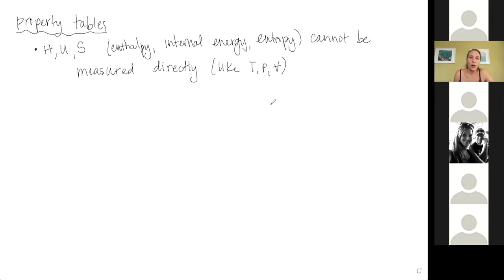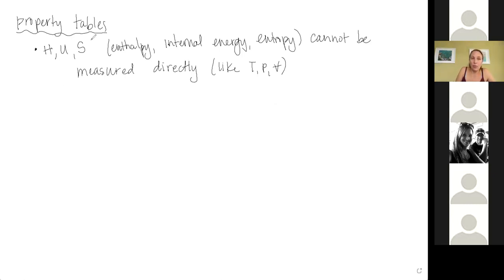Okay, so if you want to know the temperature of a system, you can just measure the temperature, you can measure the pressure. But things like enthalpy, internal energy, and entropy, you can't directly measure them. We need to use these property tables where we have scientifically somewhat measured them, created graphs, figured out values empirically over hundreds of years. And now we have these tables where we can look up our enthalpy, internal energy, and entropy values.